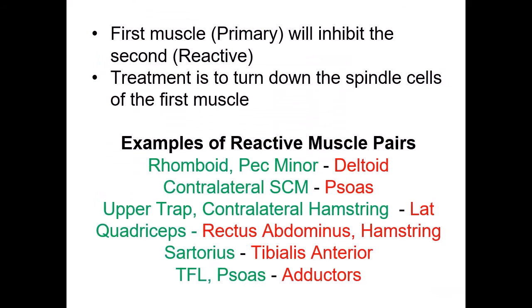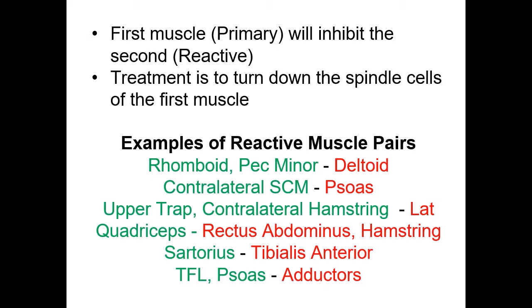So in conclusion, reactive muscle pairs are when the first muscle or primary muscle, which is the muscle that is contracted, inhibits the second muscle or the reactive muscle. The treatment would be to turn down the muscle spindle cells of the first muscle or primary muscle. We can accomplish this by approximating the muscle spindle cells together and then retesting.